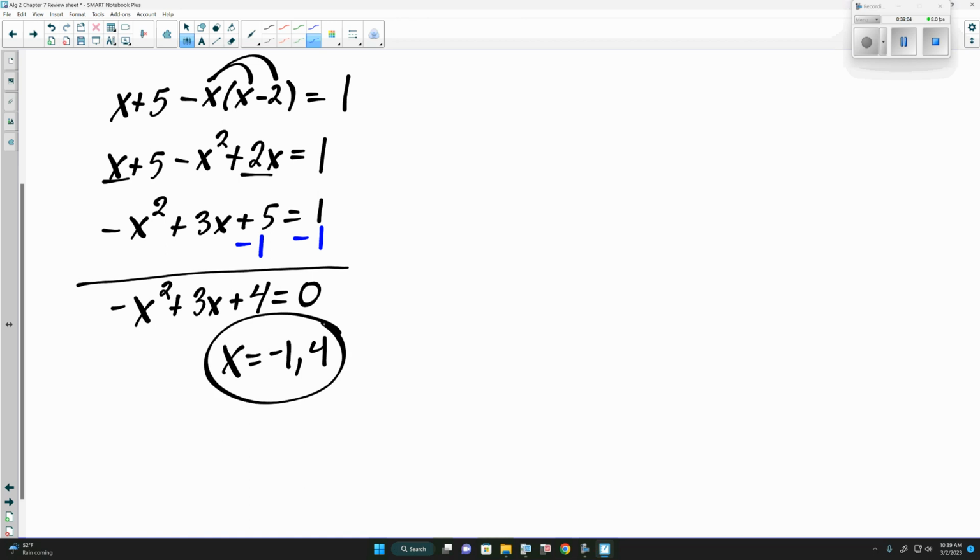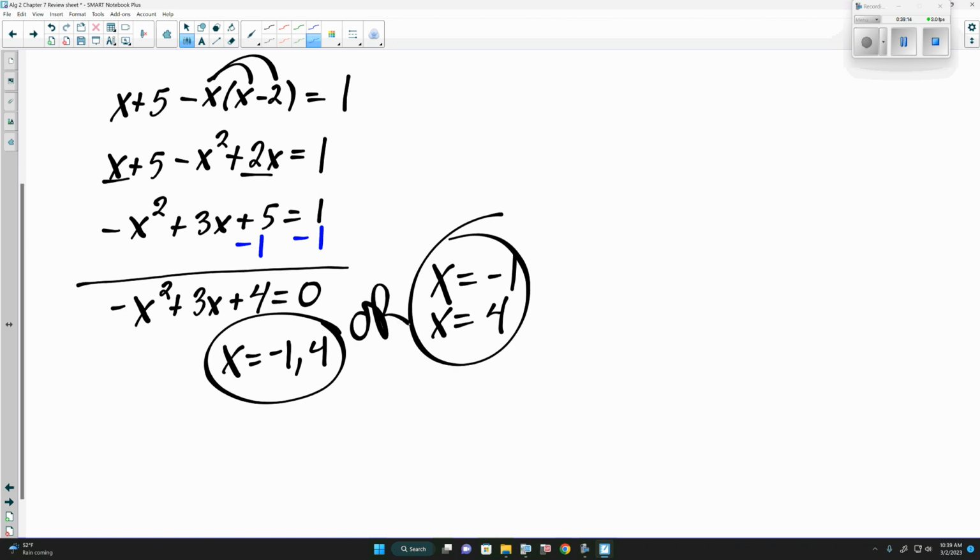Or we could say x is equal to negative 1 and then put a little space, say x is equal to 4. Either one of these work. You can put them with a comma or put them as two separate statements. Any questions on any of this here?